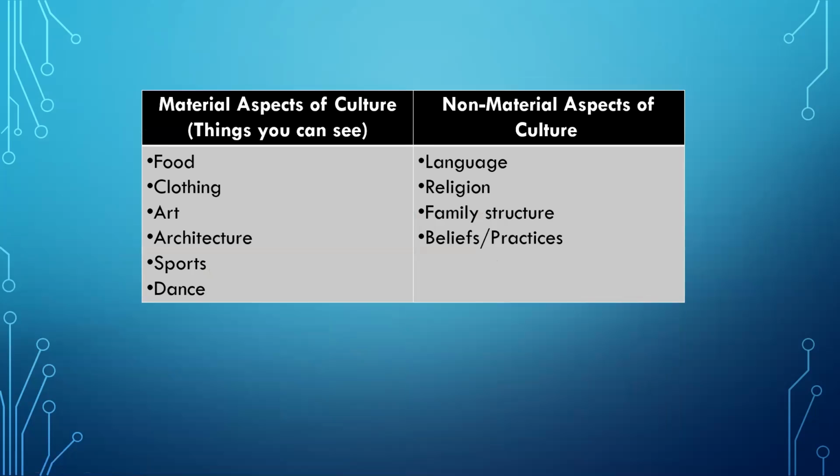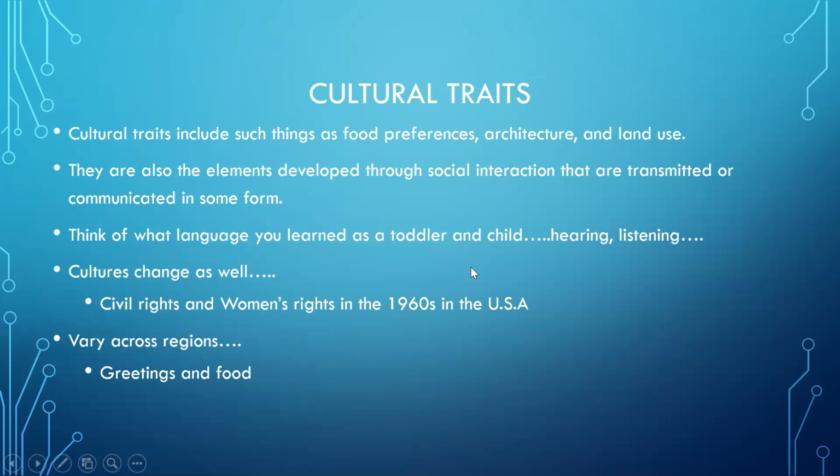So again, going back to culture, this might help: seeing the material aspects of culture and the non-material aspects of culture, the tangible and the non-tangible. That being said, cultural traits. Let's look at this a little bit more. Everything I listed are cultural traits, but I want to highlight a few other things. Cultural traits include things like food preferences, architecture, land use. We saw all of that. Music, food, clothing. These elements develop through social interaction. Some, specifically, are transmitted or communicated in some form.